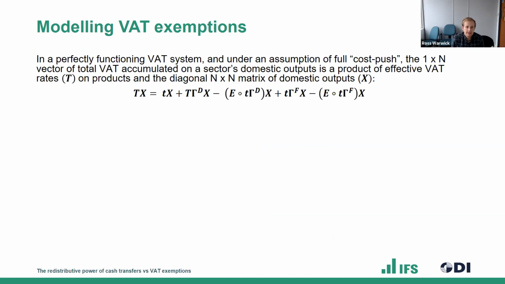So how do we go about modeling VAT exemptions to incorporate these effects? This is the first formula that we write down to estimate the total VAT accumulated on each sector's domestic outputs in the economy. What we're setting out here is that in a perfectly functioning VAT system, that means with perfect refunds and with no non-compliance on VAT, and under an assumption of full cost push, that means any taxes levied on producers getting passed through to final consumer prices, we can write out the vector of total VAT paid on each domestic sector as the following. So the product of the vector of effective VAT rates T and the matrix of domestic outputs X.